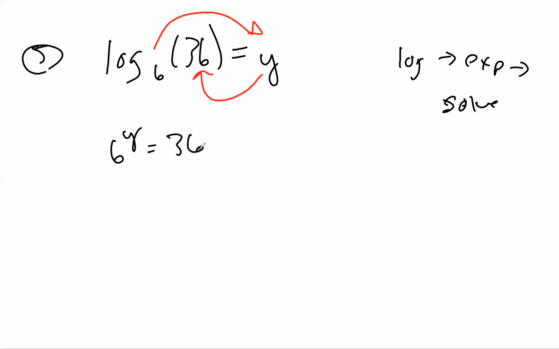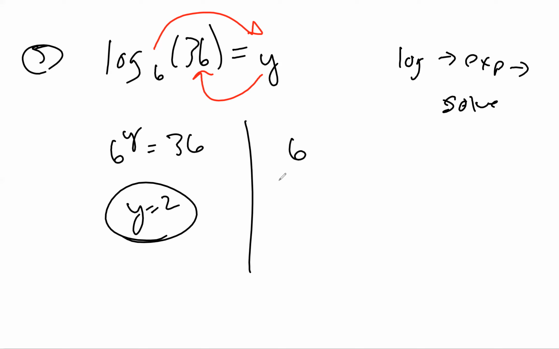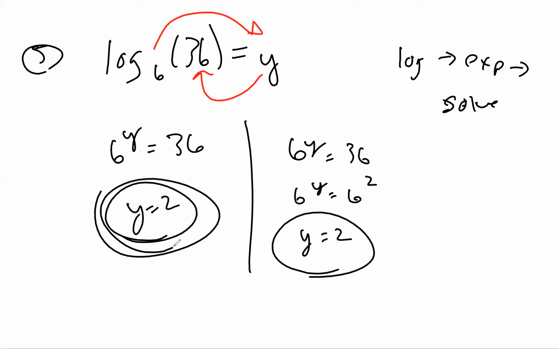And so my question is, 6 to the what gives me 36? And you can do this one of two ways. You can just know that 6 squared is 36, or you can do what we did the other day and say, this is 6 squared, and this stays 6y, and so because of that, y equals 2. Either way. But the point is, when you evaluate this, y is equal to 2, and now we're done.